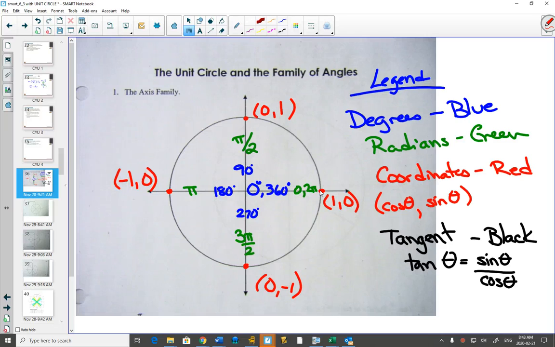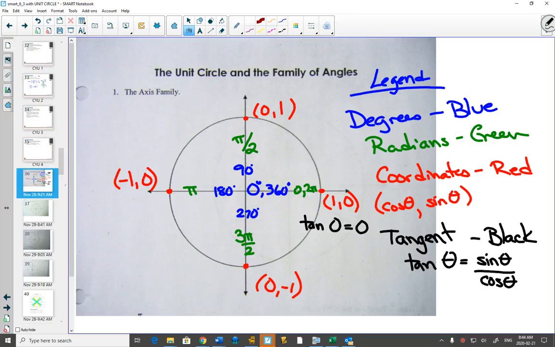Now using tangent is sine over cos, and sine is your y-coordinate and cos is your x-coordinate. If you would like to figure out what tangent of 0 is equal to, you would have to do the sine, which is 0, divided by cos, which is 1. 0 divided by 1 is 0.